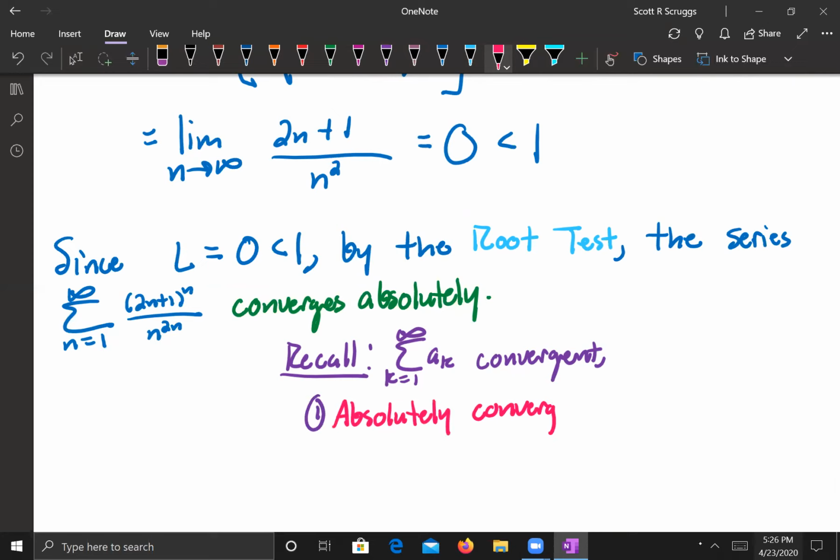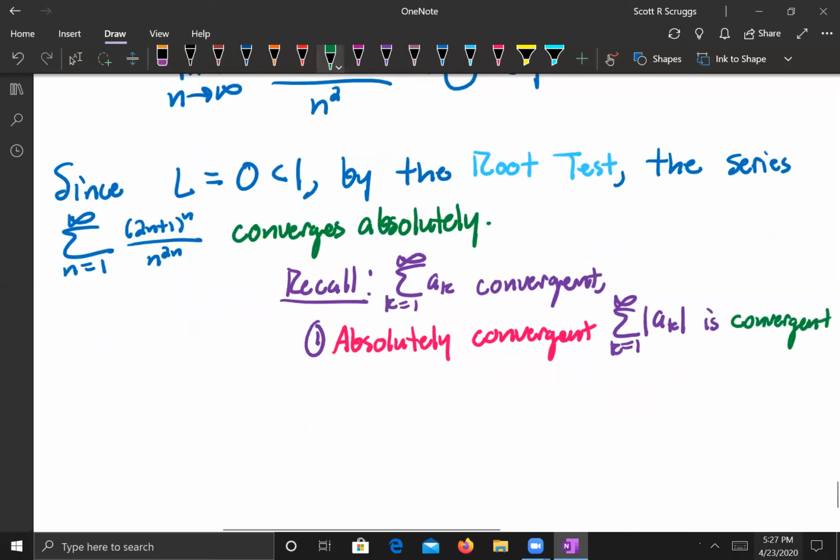And the definition that we have to check absolute convergence is if I take the absolute value of each term in my series and I check again that the series is convergent, then I can now say further that the series is absolutely convergent.